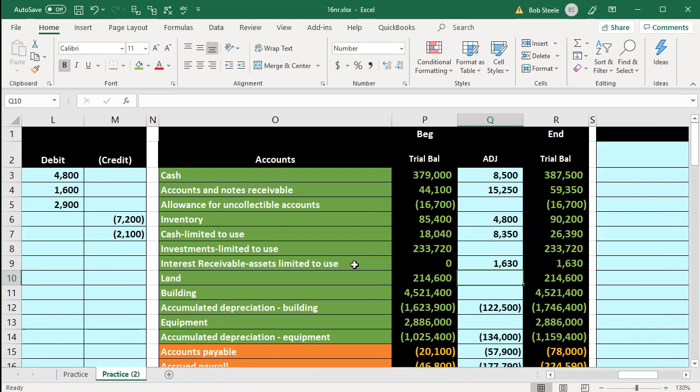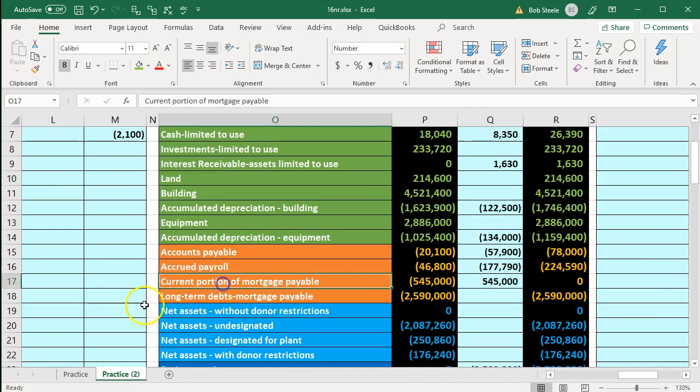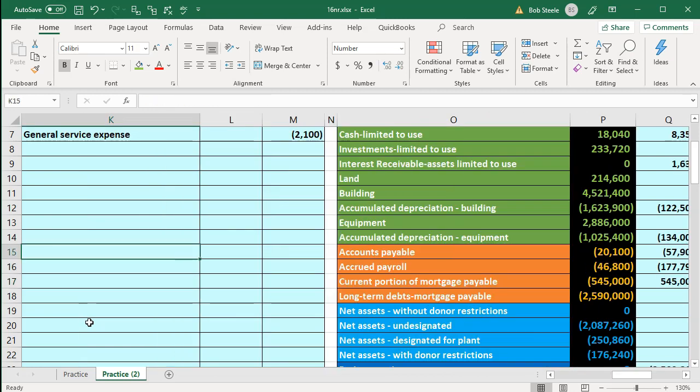So we can see here that the mortgage payable is in essence a liability account. It is a liability account. And we had a long-term portion, a current portion. We paid off the current portion. Now we're going to be recording the new current portion of the long-term note.